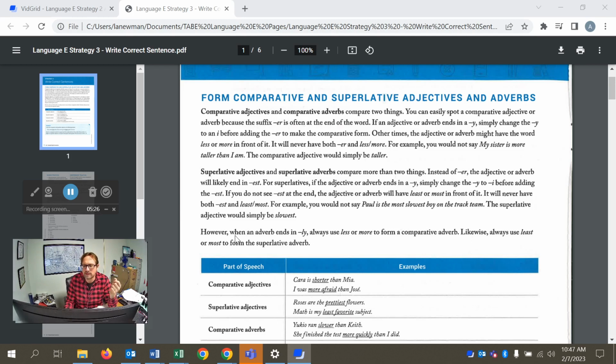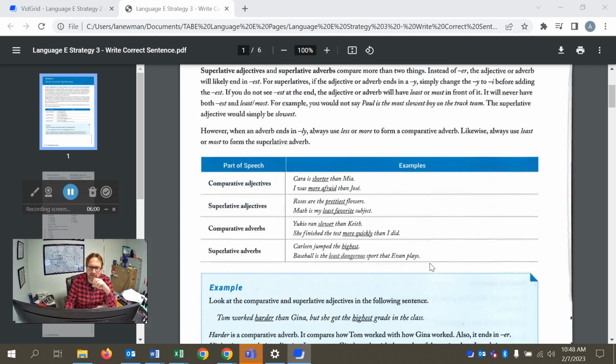And lastly, we have a rule here about when you use "most" or "least" as opposed to just the regular "est." It tells us when an adverb ends in "ly," like "slowly," we always use "less" or "more" to form the comparative adverb. So we wouldn't say "the slowliest," right? We would say, "He moved the least slowly" or "the most slowly." Okay. Here we have a bunch of examples.